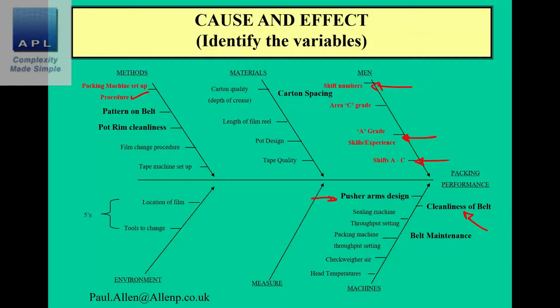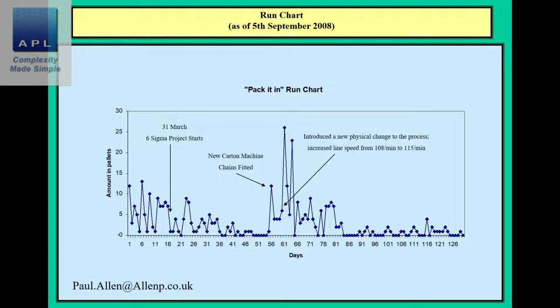But at the end of the day, even with quite a naive cause and effect diagram, they went away, they fixed the variables, and this was what happened to the problem. So here's the problem. And again, look, lots of variability, but as they get the process under control, it just goes to zero. Then what happens? Some senior manager decides to increase the line speed because he thinks he's got the process under control. The minute he does that, chaos kicks back in.